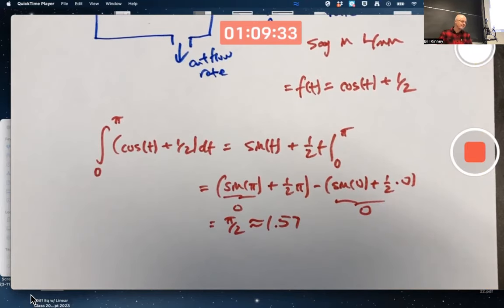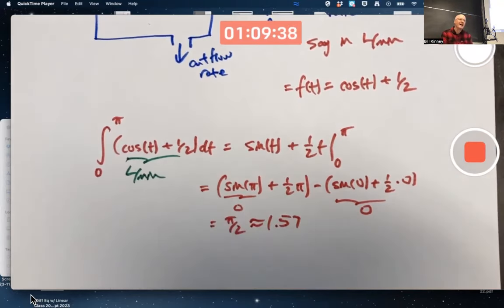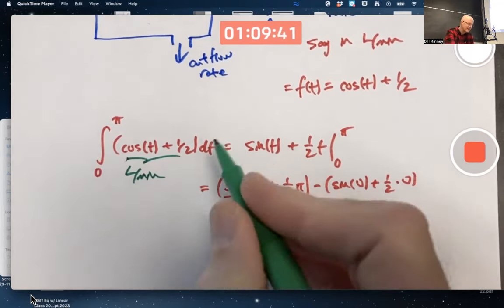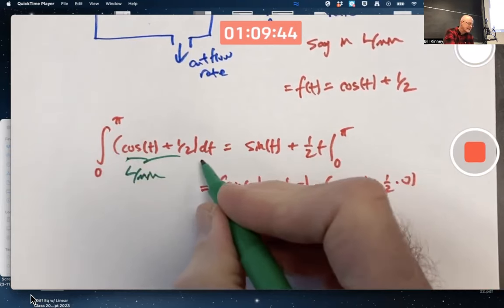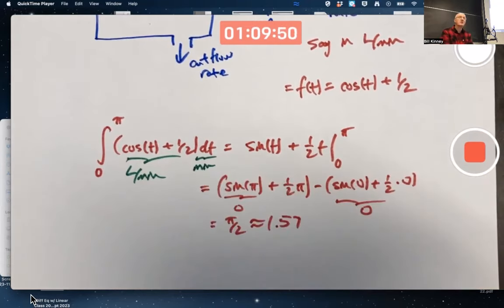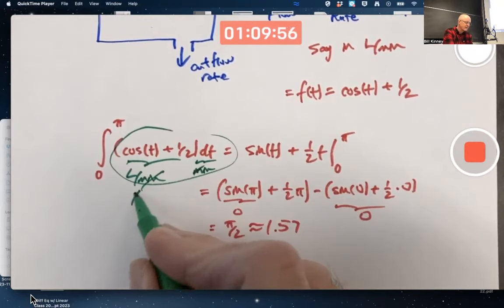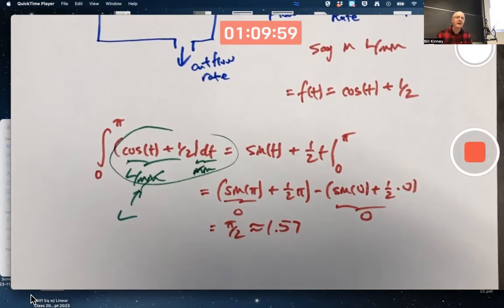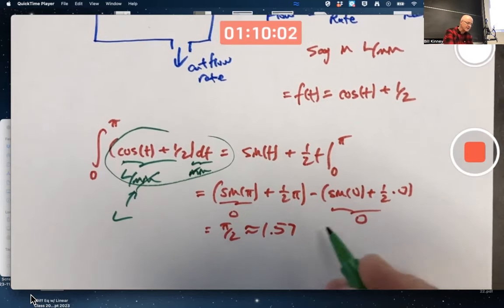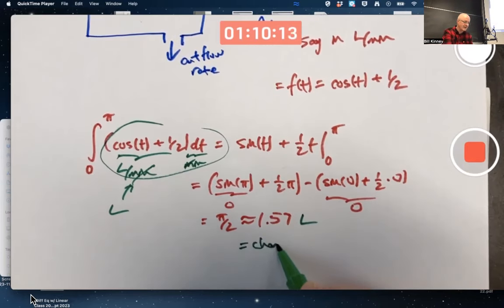What does that represent? The flow rate is in liters per minute. Time is not measured in seconds, it's measured in minutes. I said 0 to pi seconds, it's 0 to pi minutes. What's dt measured in? Minutes. If you pretend this is a product, the minutes cancel, leaving you with units of liters. And when you integrate or add up a quantity that's in liters, the end result is also in liters. So what does it represent? Change in volume. This is the change in volume.